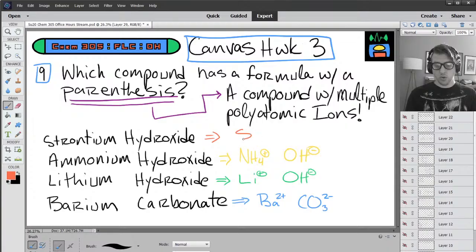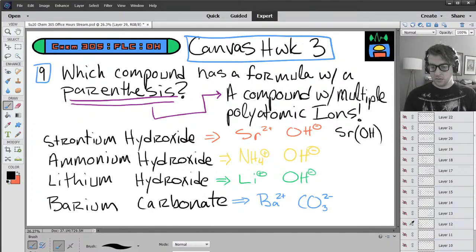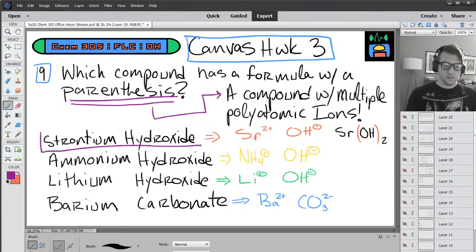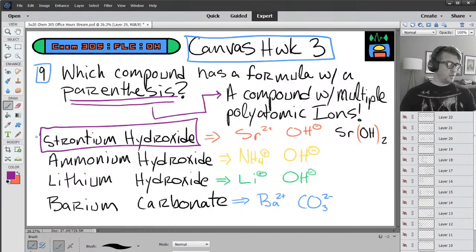Strontium hydroxide. Strontium has a charge of +2. Hydroxide has a charge of -1, so check this out. We need to include 2 hydroxides in this molecule. The only way to do that is with a parentheses. So the correct answer to number 9 is strontium hydroxide.